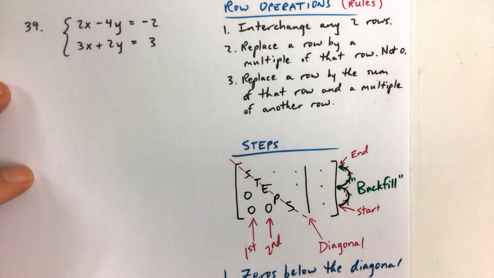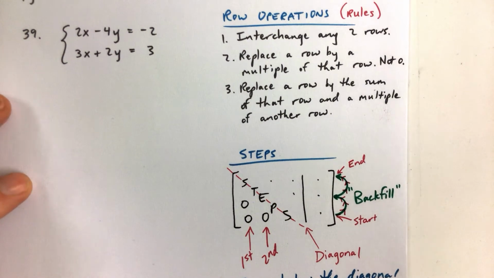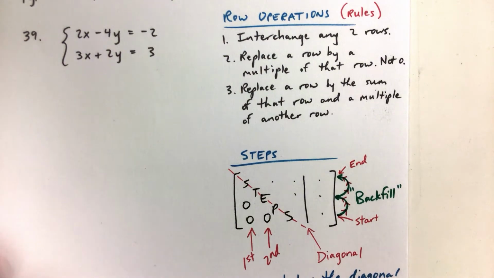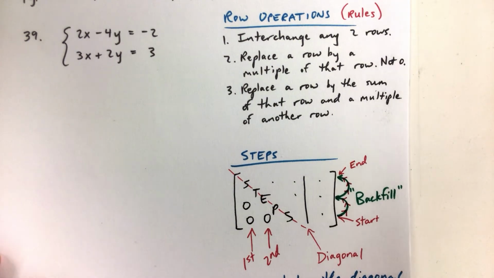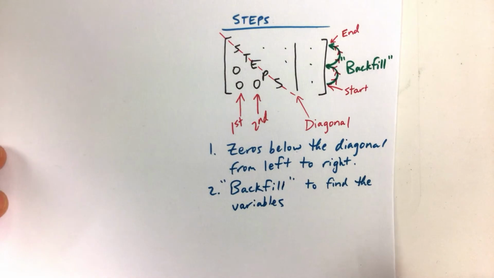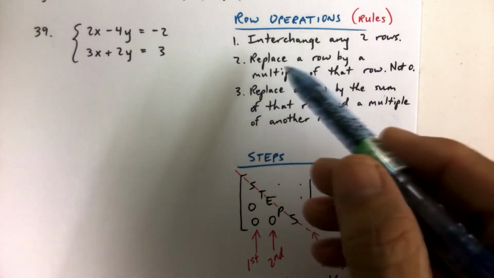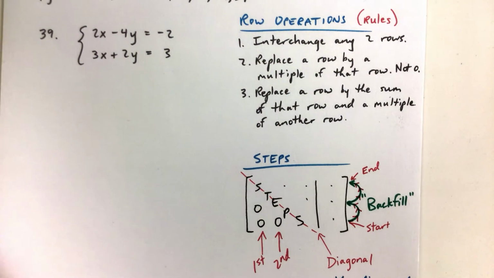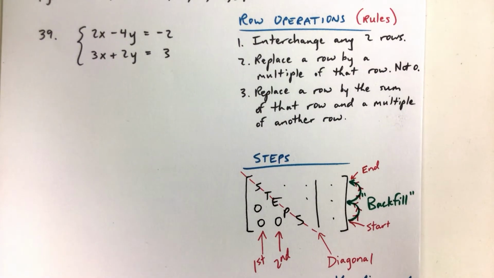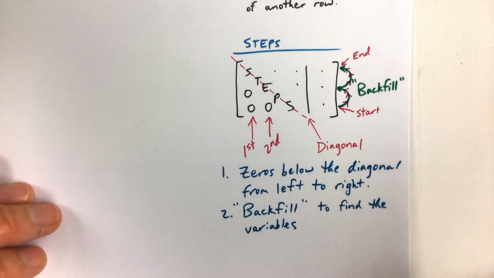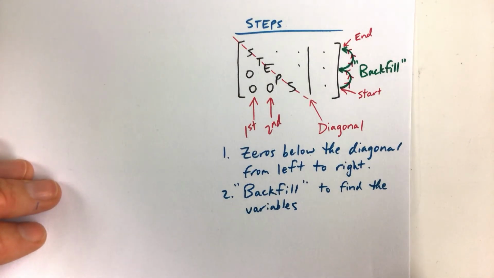So for problem number 39, just wanted to give you a heads up on maybe you had some trouble with it, maybe you did not, but maybe you want a second look at the lesson. So I just wanted to go ahead and write down the row operations, what you're allowed to do with any matrix, so solving systems of linear equations using matrices. And I kind of thought maybe this little visual would help you.